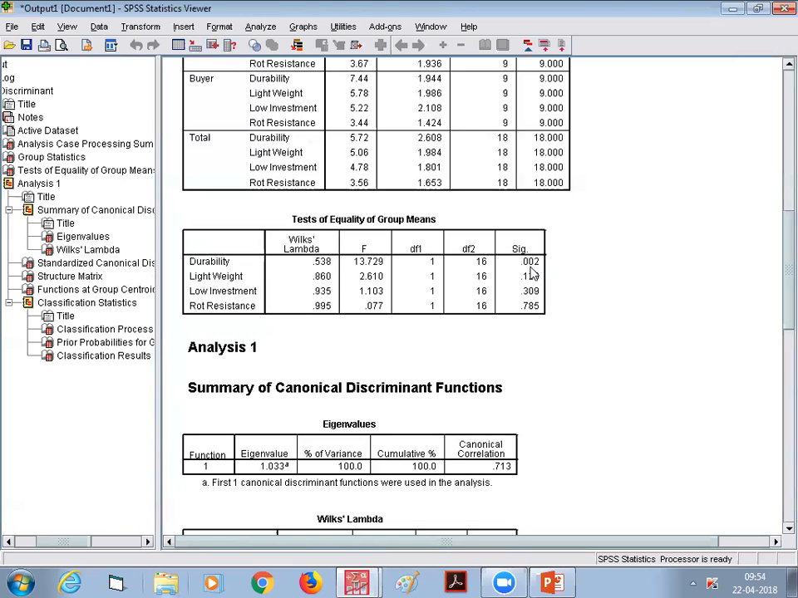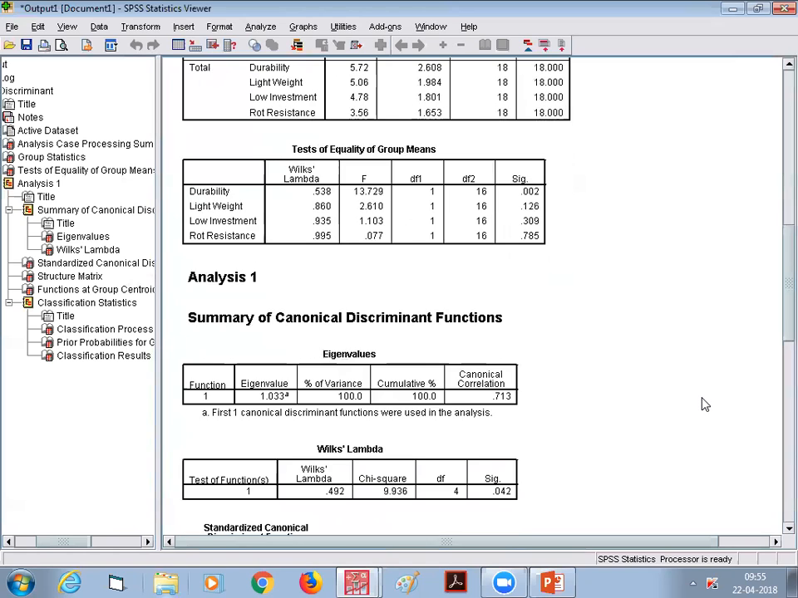So the p-value is lesser than alpha 5%, so it is significant. That means when you go for classifying an individual or a customer as a buyer or a non-buyer, what is important? Durability is important. Durability is an important variable to classify whether he is a buyer. That is the only highly significant variable, so that is why the significance is mentioned here. Anyhow, let us go further.